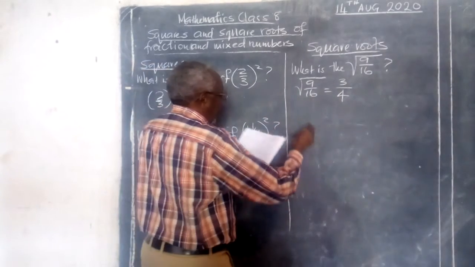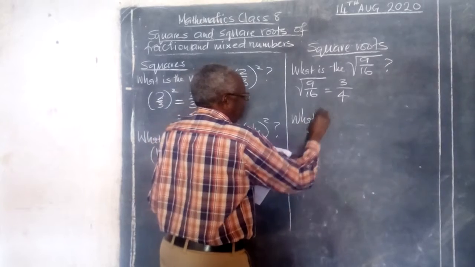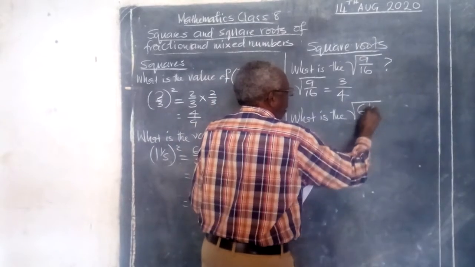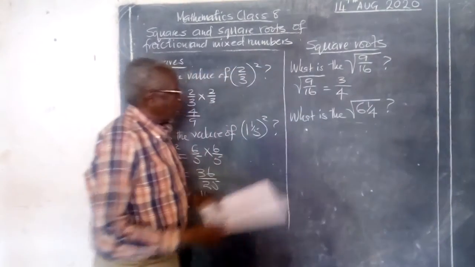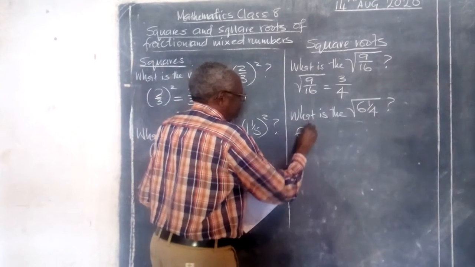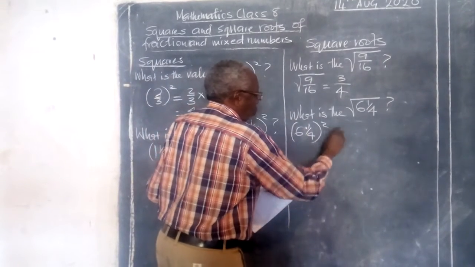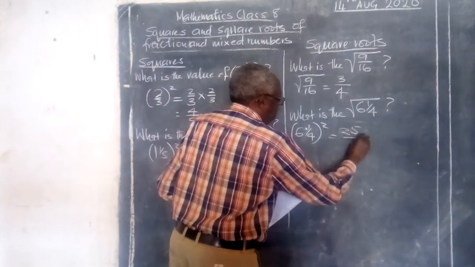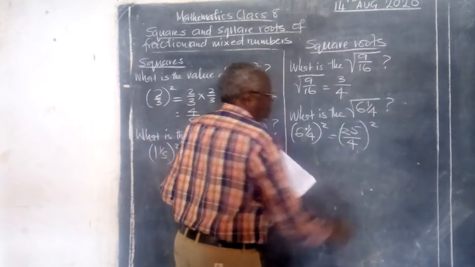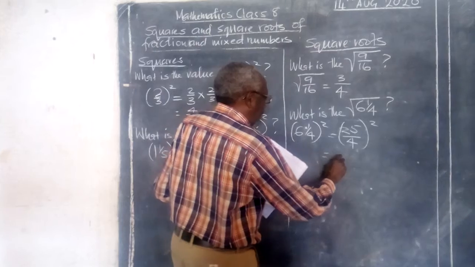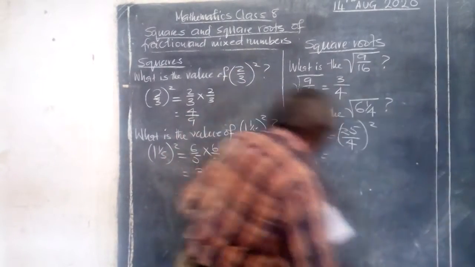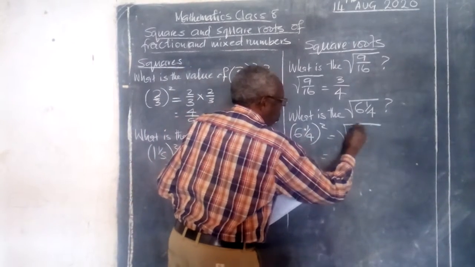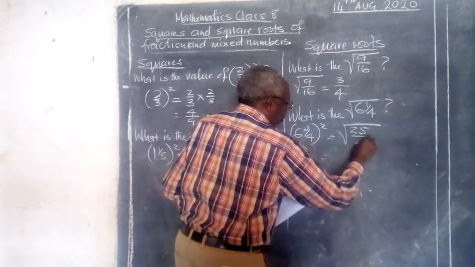And then the next example here is, what is the square root of 6 and a quarter? So the first thing we do here is change this into an improper fraction, which will give me 25 over 4. We are looking at the square root of 25 over 4.